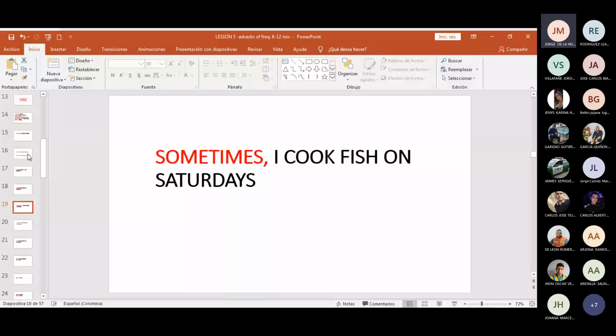Porque la gente en los Estados Unidos cuando está conversando y va a hablar de algunas veces, siempre lo coloca al comienzo. No lo coloca entre el sujeto y el verbo. Usted lo puede colocar, pero ellos notarían que usted es extranjero porque lo está utilizando de esa forma. Porque los americanos, el 95% dice al comienzo, sometimes I cook fish on Saturday. Raro el que te diga, I sometimes cook fish on Saturdays. Yes, it's okay, se entiende. Pero they always say, sometimes I cook fish on Saturdays.